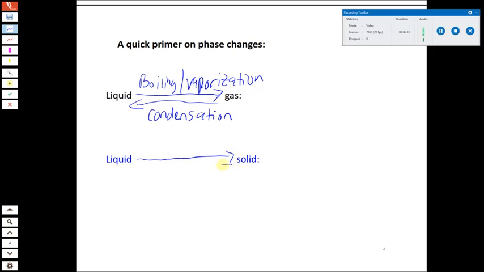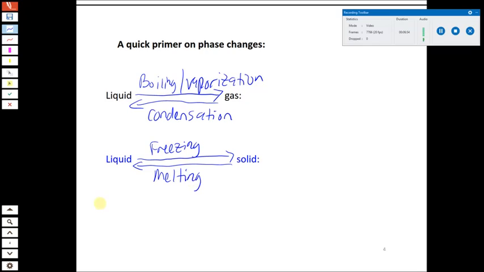And then liquid-solid conversions we talked about as well. Going from a liquid to a solid, we should be familiar with this from our everyday life. It's called freezing. And then going from a solid to a liquid, it's called melting. All right? So those are the phase changes that deal with when these different phases convert between each other.